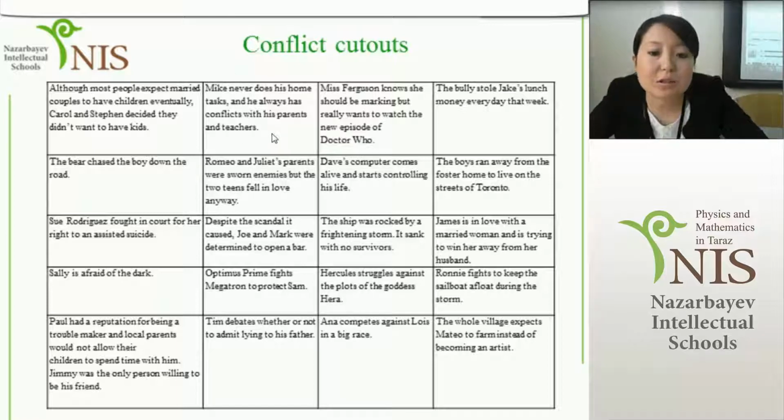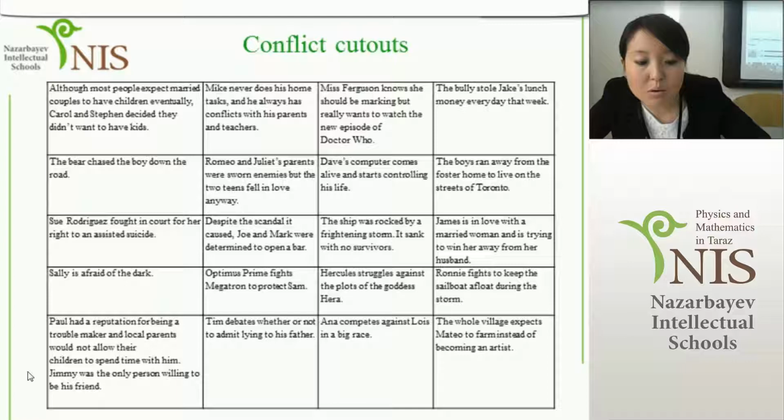Mike never does his home tasks and he always has conflict with his parents and teachers. This task is for one group. For the second group it is: Romeo and Juliet's parents were sworn enemies, but the two teens fell in love anyway. This task is for the second group. For the third group the task is: Paul had a reputation for being a troublemaker, and local parents would not allow their children to spend time with him. Jimmy was the only person willing to be his friend.